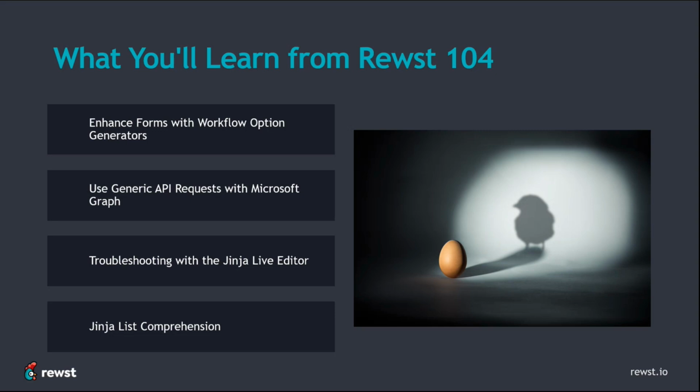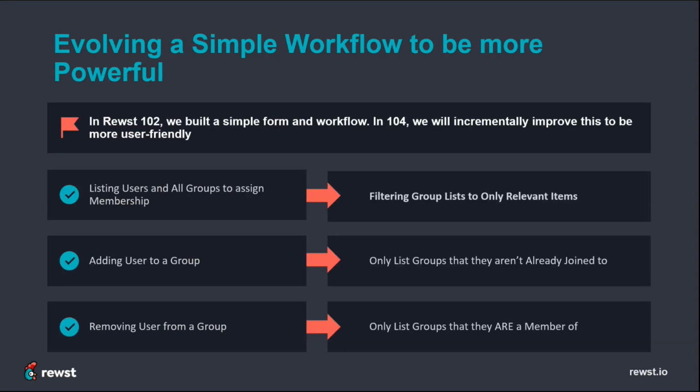If you joined the 103 session, then you'll have seen some of this already. Now we're going to put it into actual use. We're going to evolve our workflow a little bit. So remember, with building workflows, with doing automation, the best way to do it is to start with something simple, make sure you can get it working, then make it better over time.